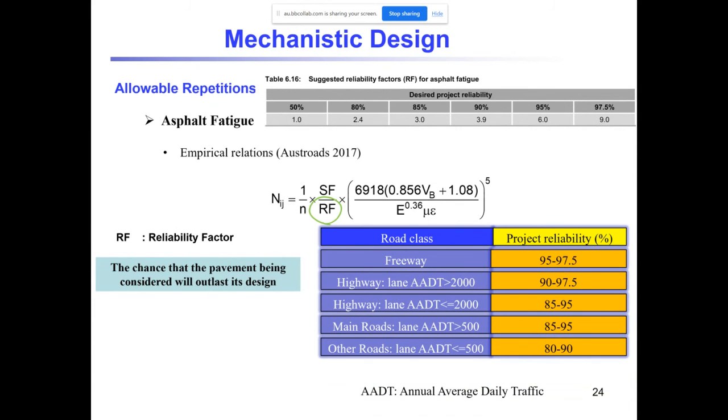the design traffic, the value of the traffic load. And this is the table you can use in order to read this RF parameter. For example, for a freeway, the desired project reliability is 97.5%. Therefore, RF should be equal to 0.9.